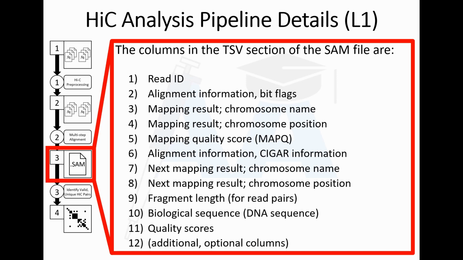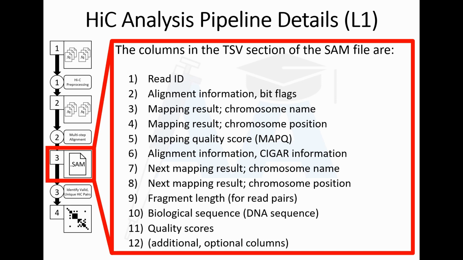The second column contains information on how the alignment went, and this information is stored as a number which uses the bit flag system. The third and fourth columns contain the chromosomal coordinates of the best mapping result. The fifth column contains the mapping quality score. The sixth column contains more information on how the alignment went in a cigar format. The seventh and eighth columns contain the chromosomal coordinates of the next read in the data.